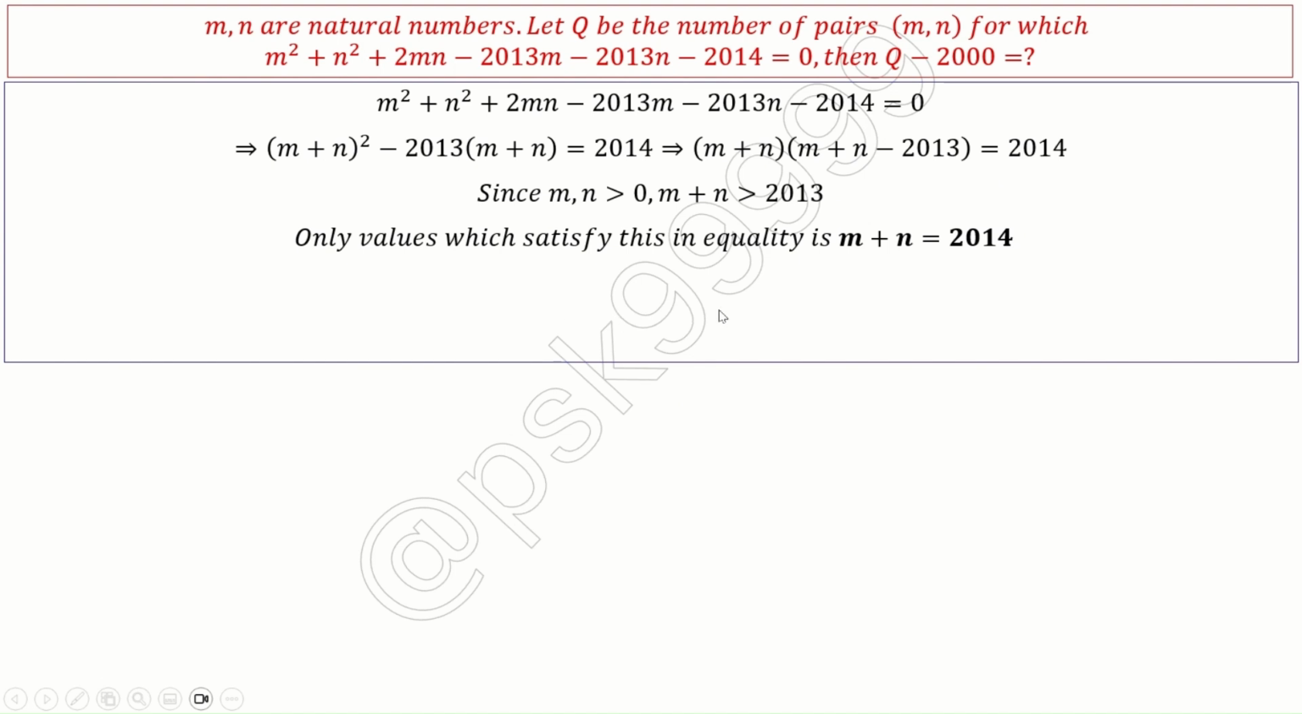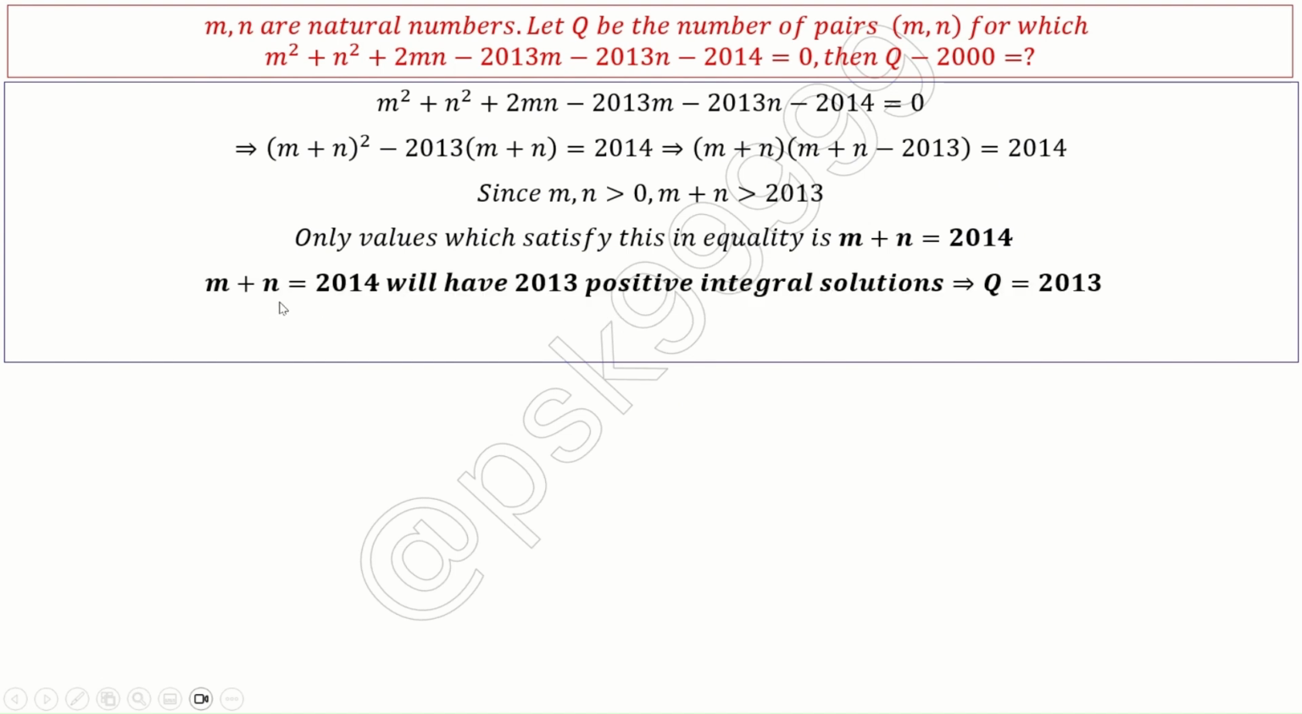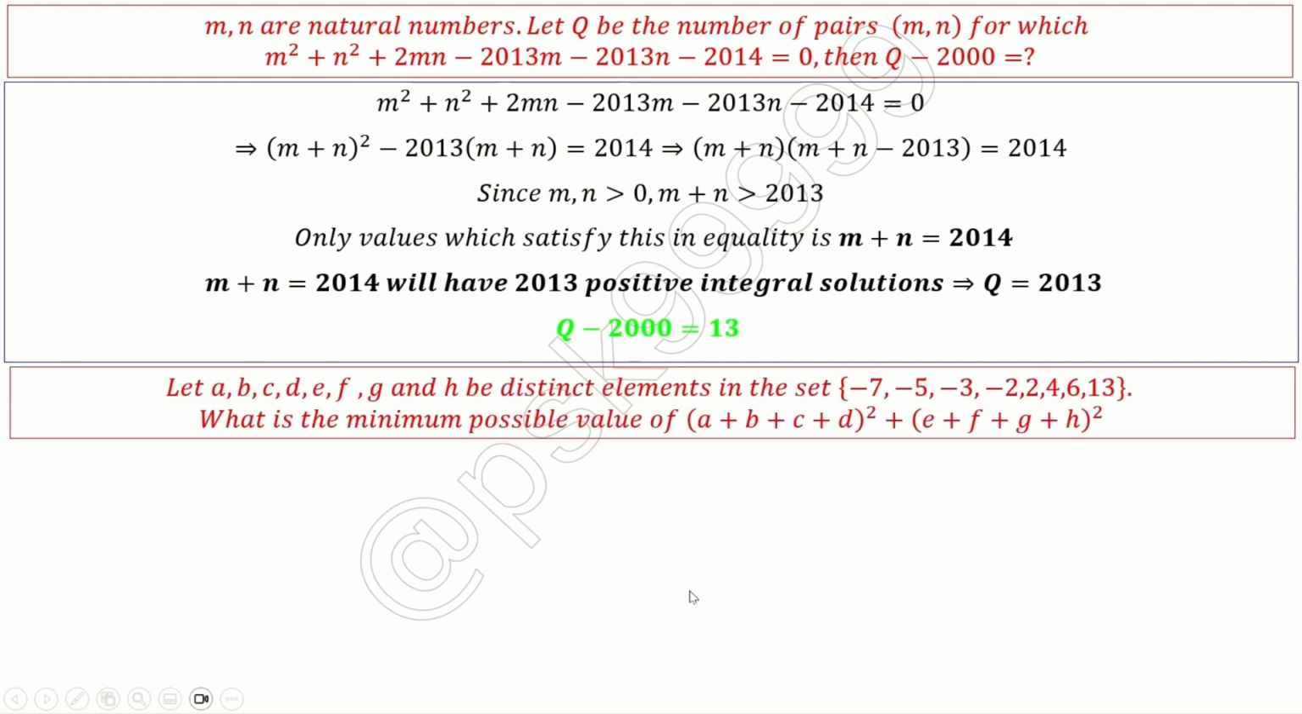So m plus n is 2014, which means you can have 2013 positive integral solutions, correct? Because you are starting from m equal to 1 to m equal to 2013, and n will go from 2013 down to 1. It will cover all the ordered pairs. So there are a total of 2013 solutions. Q is 2013, so q minus 2000 is 13. That's the answer. Okay, next.